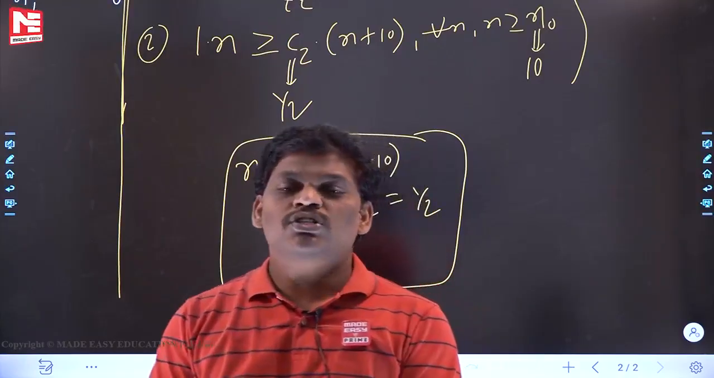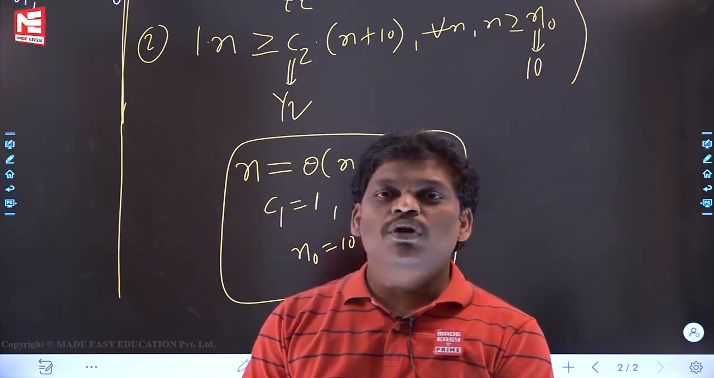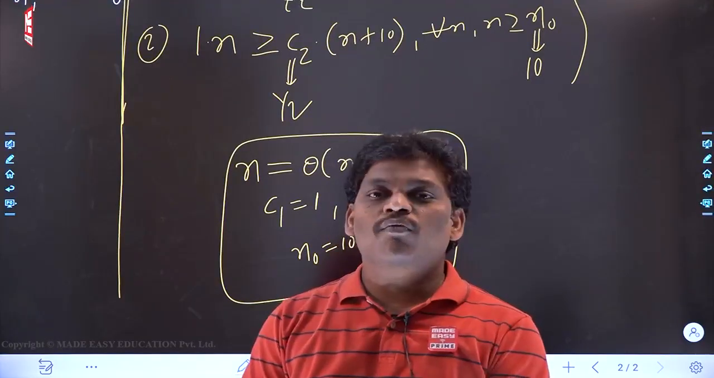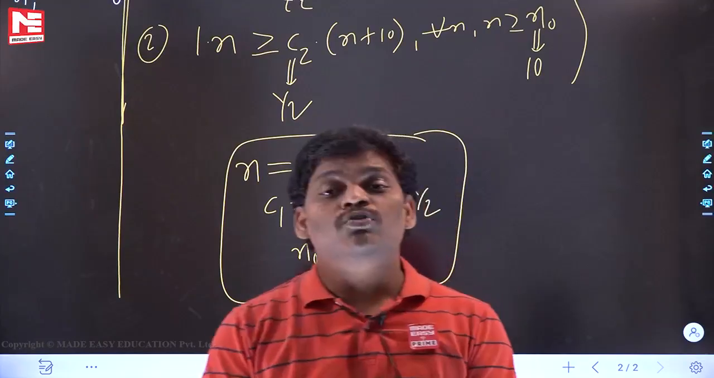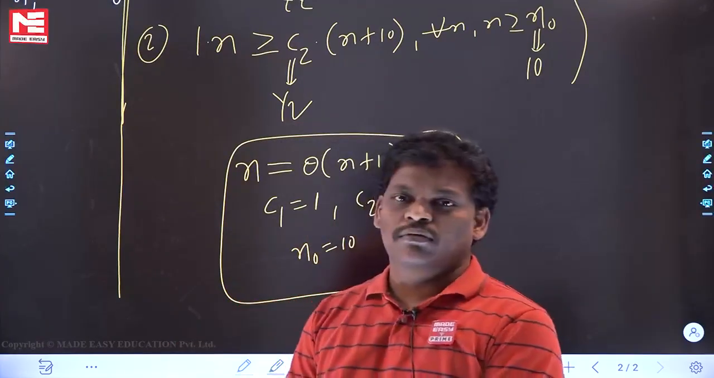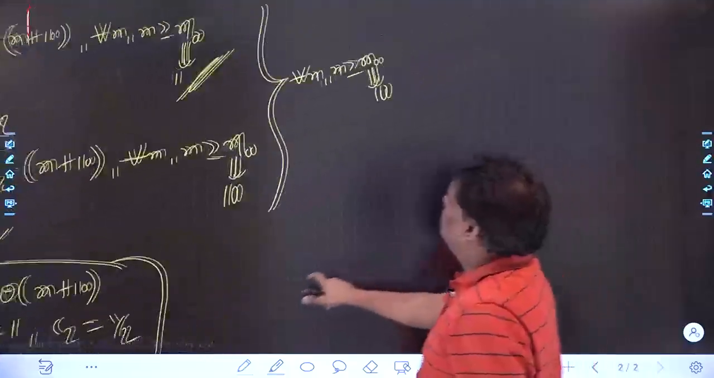Right? 10 onwards. First one working right? First one only working from 1. Second one only working from 10. Both working from 10 onwards. Between two people, big O, omega, you are able to satisfy, then theta possible. Right? Fine. So let's see one more example.